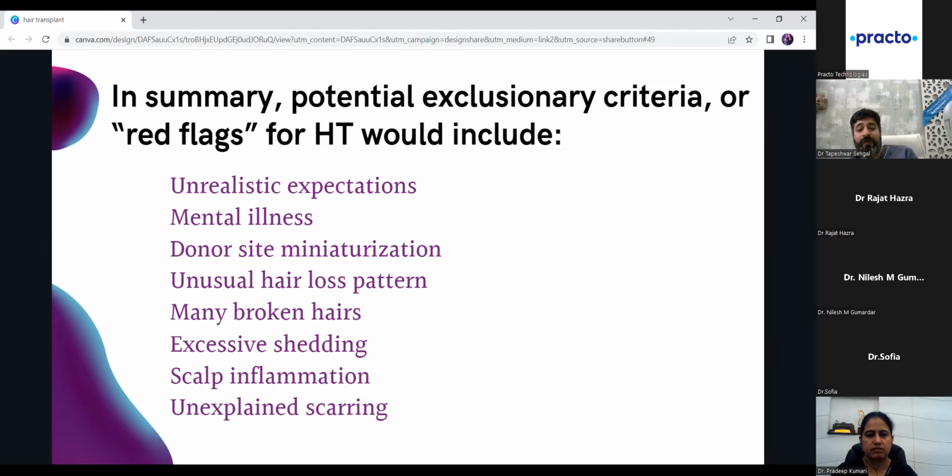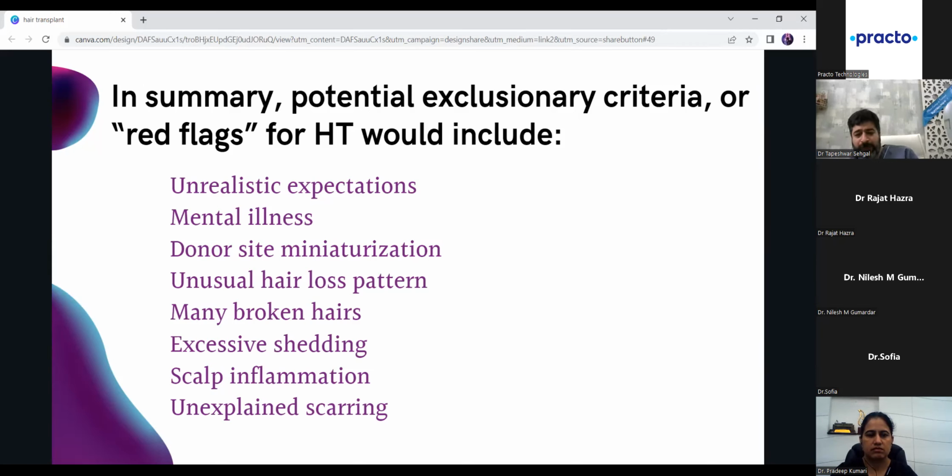The quality of hair on the donor side will in turn affect the result you get after 6 months. If the hairs are thin, if the density is less, you won't be able to get good hair follicles. You won't be able to get the required number, and you won't be able to give a good result.